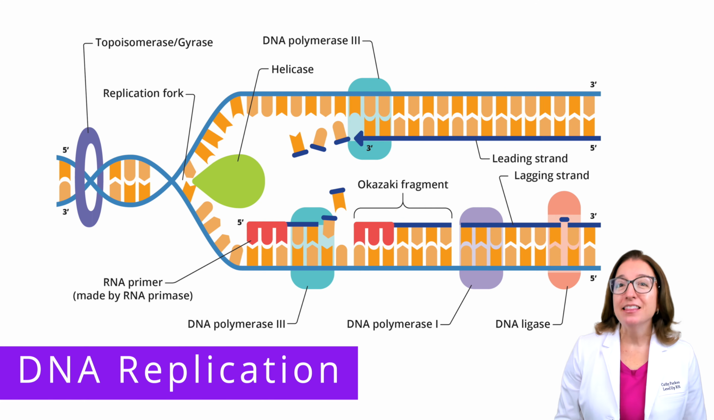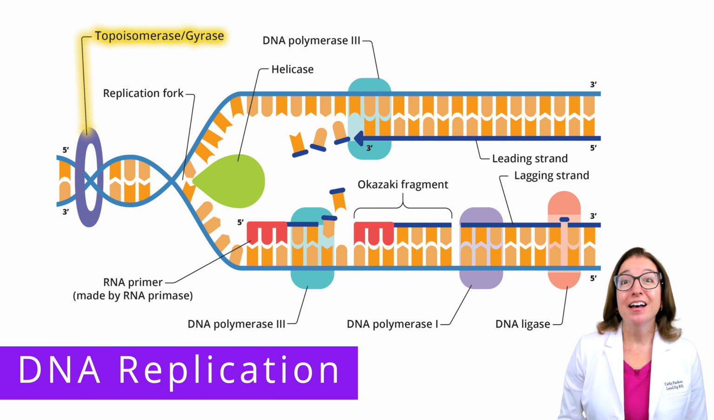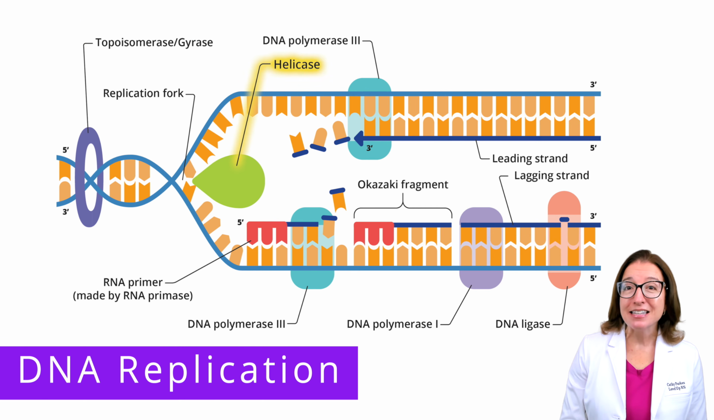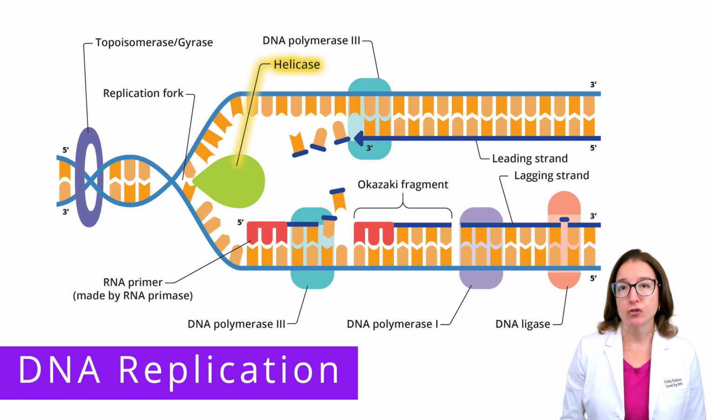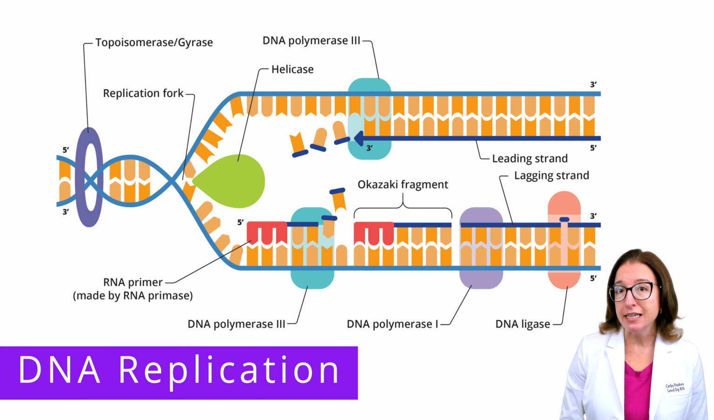Replication begins at the origin of replication. The supercoiled DNA is first relaxed by an enzyme called gyrase. Then another enzyme called helicase unwinds and separates the DNA into two single strands. And then proteins stabilize the unwound DNA, which prevents it from rewinding back into a double helix.